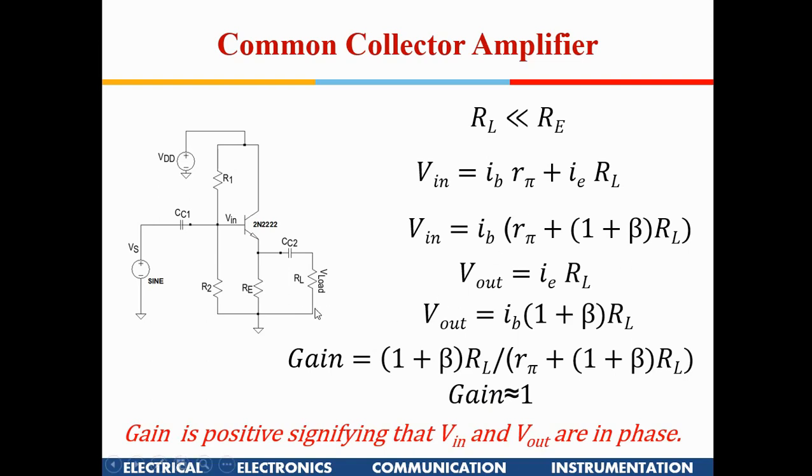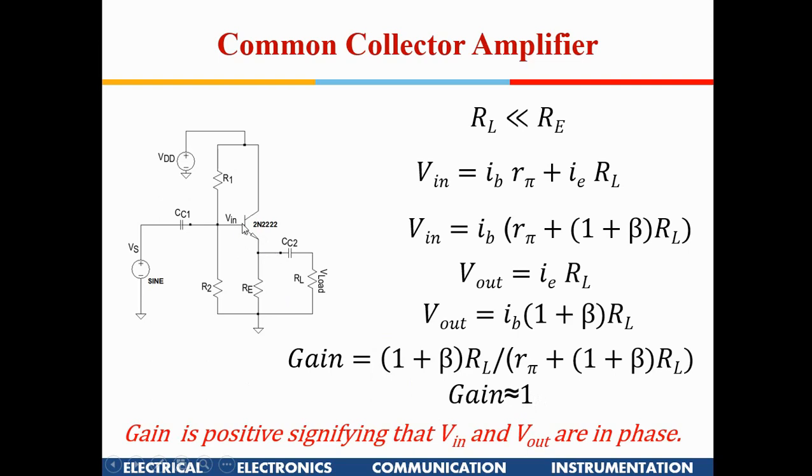Another thing which we got to notice, the gain is positive, signifying that Vin and Vout are in phase. In common emitter we saw that the gain was negative, so the signal would get inverted. Here there is no negative. It is 1, it is not -1. So these two will be in phase.